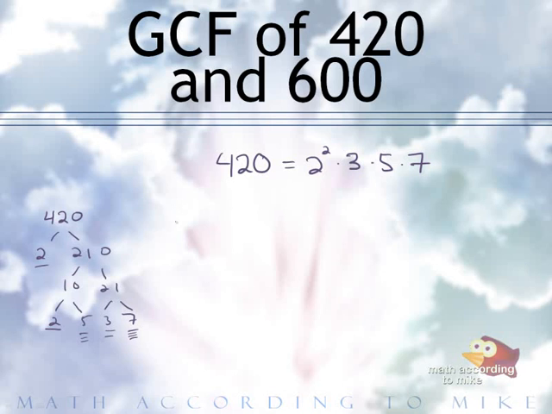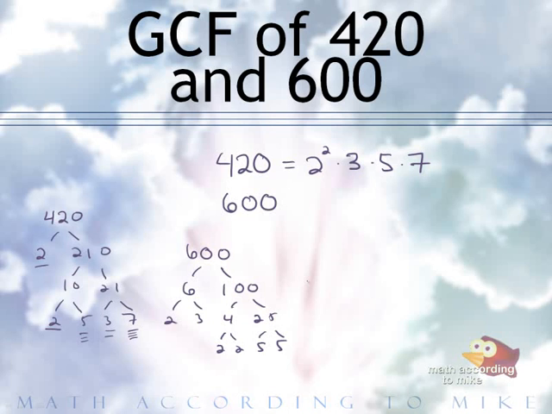Whereas 600, which I'm going to write right here, is, for instance, 6 times 100. 6 is 2 and 3. 100 is 4 times 25, for instance. 4 is 2 times 2, and 5 times 5 makes 25. Now, as far as how you break it down, doesn't matter, but you have to end on primes, and no matter how you break it down, you should get the same prime factorization.